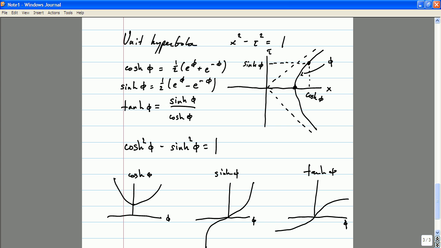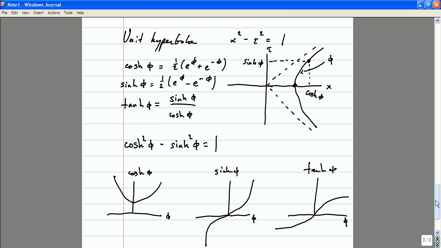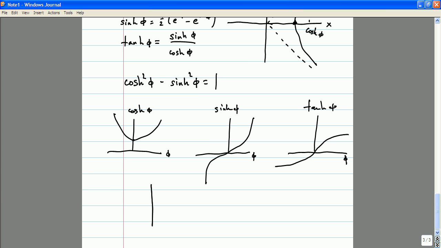Now, unlike the unit circle, where there's only one kind, x squared plus y squared equal to 1, there's two kinds of hyperbolas. There's one where x squared minus tau squared is equal to 1, and that's the one that I've drawn here. It's the one in the spatially separated quadrant, if I wanted to use the language of special relativity. But there's, of course, another hyperbola where x squared minus tau squared is equal to -1, which is given by a curve that looks like this, which asymptotes to 45-degree lines. And there, it's given by the coordinates x equals sinh phi and tau equals cosh phi.